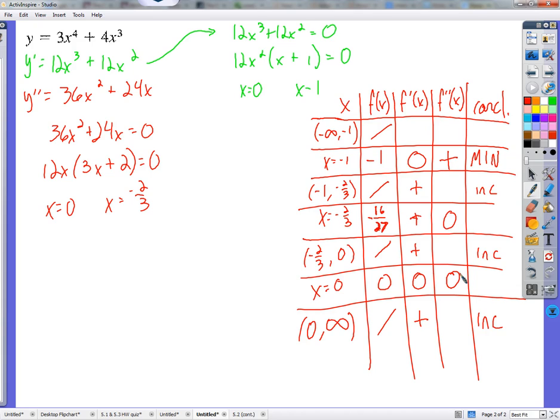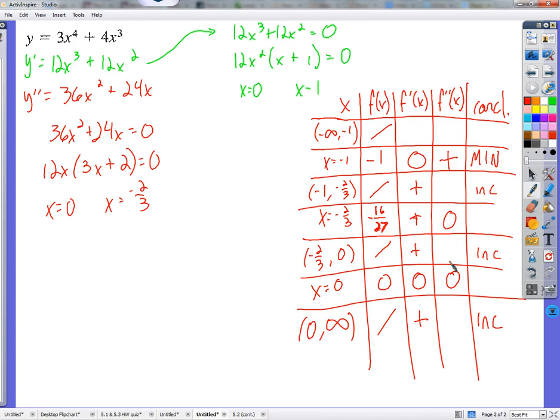The concavity changes from concave up to concave down, or vice versa. Okay, so we look to the left, anything between negative 2/3 and 0? Negative 1/3, we've got to pick that. What are we going to do if we take negative 1/3? F double prime, to see if it's positive or negative, to determine if it's concave up or down.